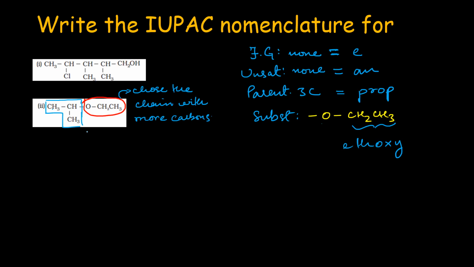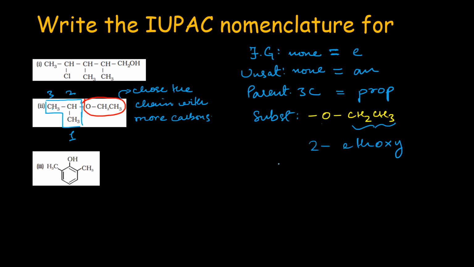Now we will number it. First carbon, second carbon, and third carbon. The substituent is on which carbon? Second carbon. So it will be 2-ethoxy. Okay, so the name will be 2-ethoxy.